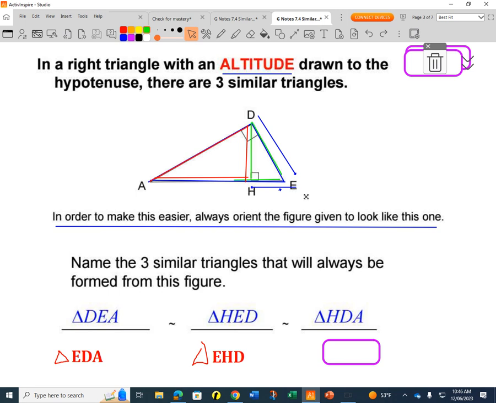So we went down both legs, short leg, then long leg. And here we went short leg, then long leg. So what's going to be the first angle in this triangle? What's going to be the second one? D, then H. So we went down the short side, then down the long side. So short leg, then the long leg.